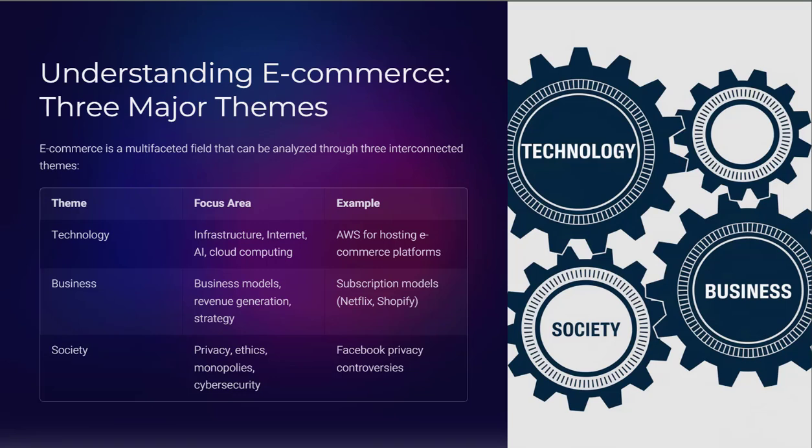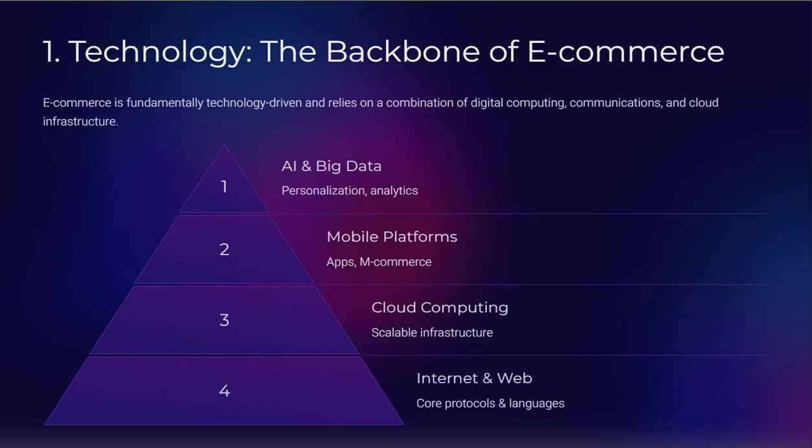And society: privacy, ethics, monopolies, and cybersecurity. Those are some key features in the security of e-commerce we will consider. For example, Facebook privacy controversies, right? So we will look at them one by one in detail. First, we look at technologies. The backbone of e-commerce is technology.